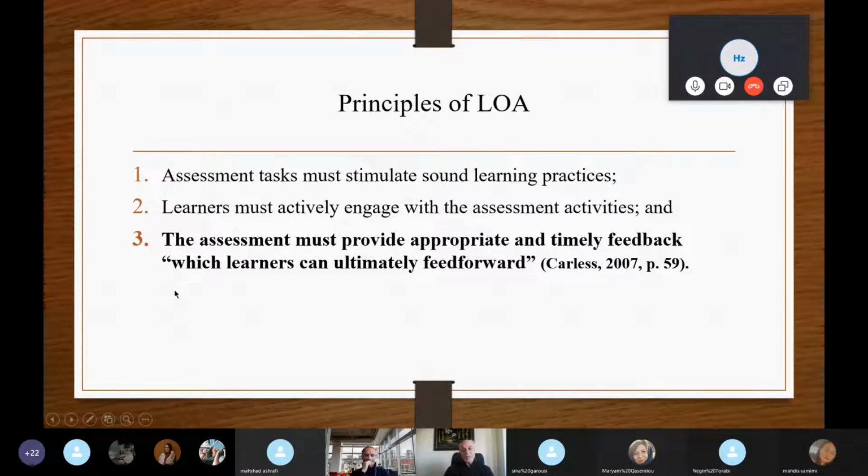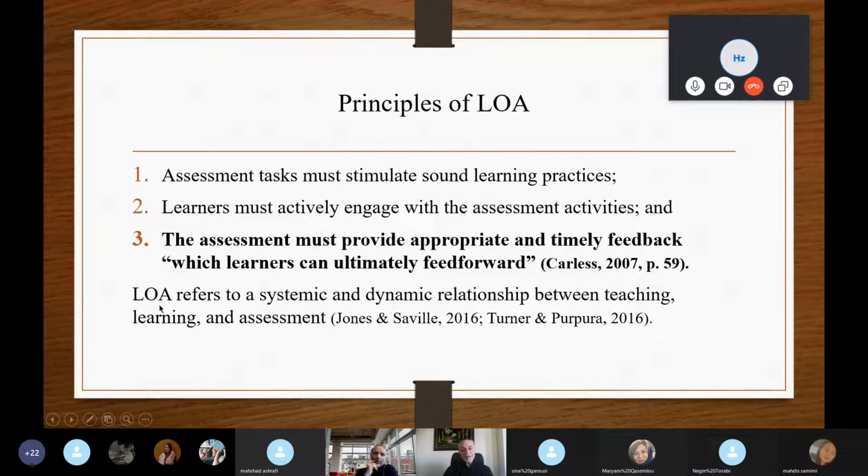And key point, the assessment must provide appropriate and timely feedback, which learners can ultimately feed forward. So this is what we call feedback loop. Feedback, improvement. Your feedback would function as feed forward for the learner. The learner would modify, would make some necessary improvements, then again will hand it in and get another feedback. So it's feedback, feed forward, feedback, feed forward until satisfaction is obtained. So it is a systematic, dynamic relationship between teaching, learning, and assessment. That's why I call it integration of teaching, learning, and assessing.